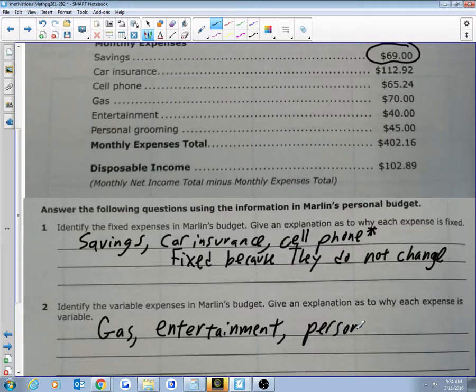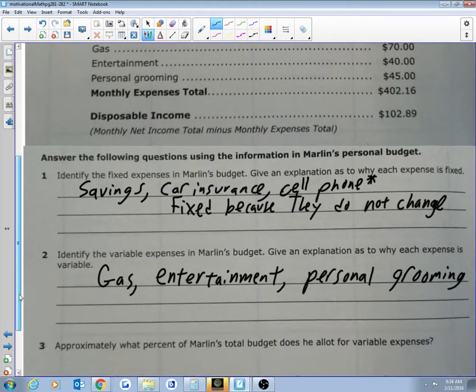And then his cell phone could be or it could not be, depending if he's paying per minute. So we could put cell phone with a little star or a little asterisk. And then variable because they change. That's what variable means. They change from month to month.